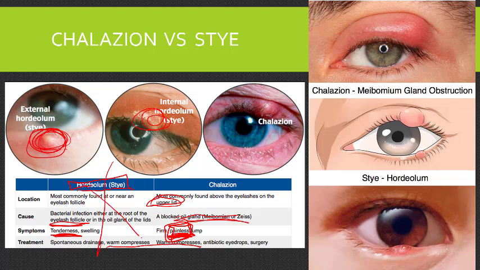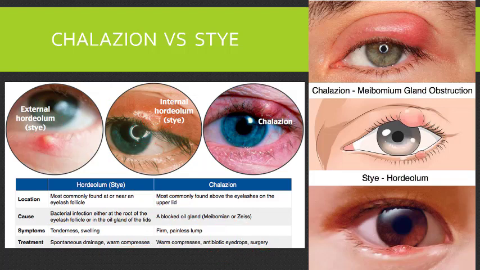The styes go away on their own, whereas a chalazion, which is painless, needs antibiotics and sometimes even surgical drainage. So it's kind of the opposite of what you would expect. If it's painless, we actually need to give antibiotics. If it's painful, you just tell them, here is a warm compress, that's it. Okay.